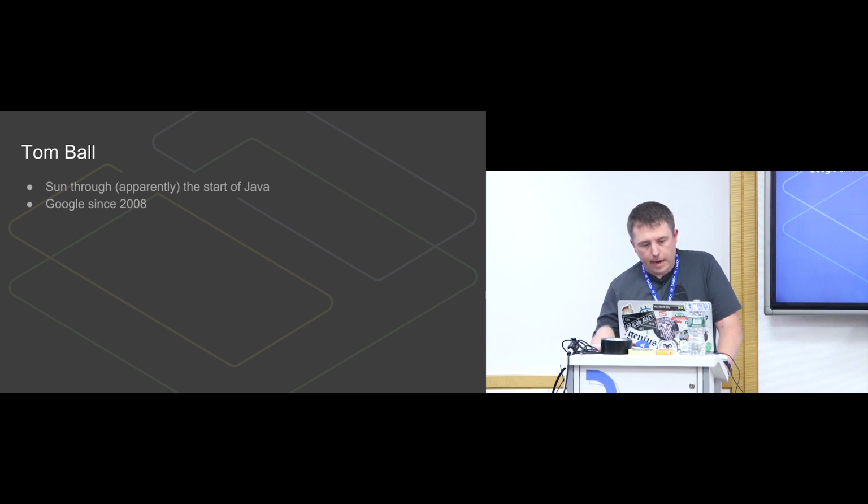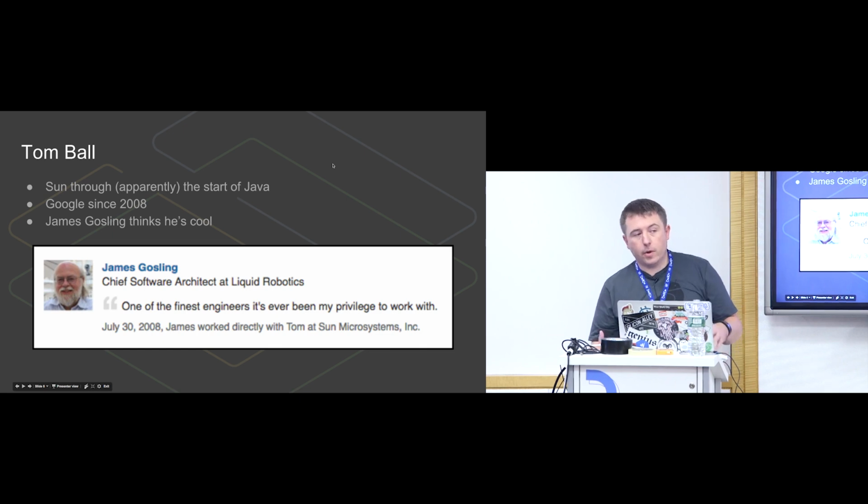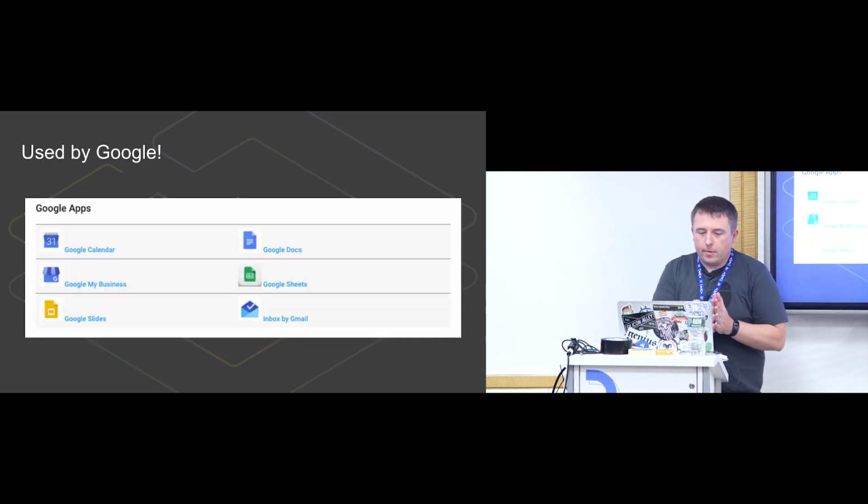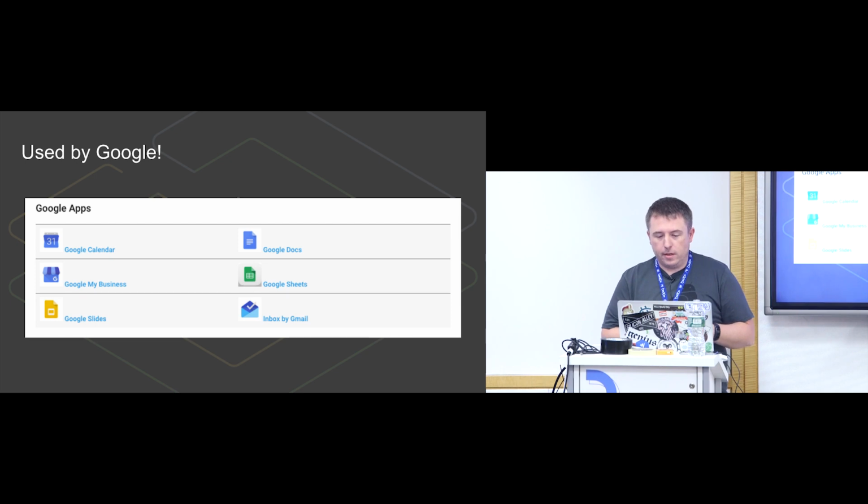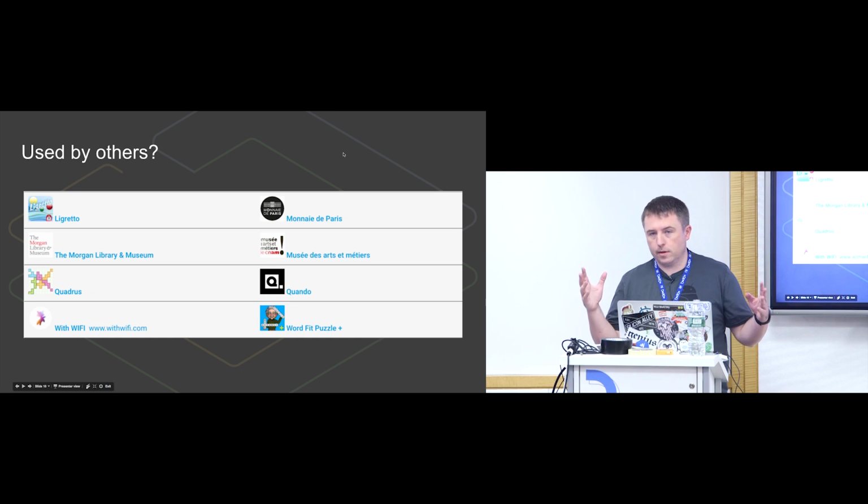The person who made it, or at least started it or runs it, is Tom Ball. He was apparently there through the start of Java, looking at his LinkedIn page, and at Google since 2008. James Gosling has left a glowing recommendation on this guy's page. So the point of this slide is this guy is legit, and he's super Java, super nerd, right? If you don't know who James Gosling is, don't worry about it, but he made Java. So J2objc is used by Google in these products, which are pretty high profile, right? And then here's a list of other things that use it. I mean, yes, there's one thing from Yahoo I saw in there, but everything else is like a nightmare of things you would never use and you've never heard of.